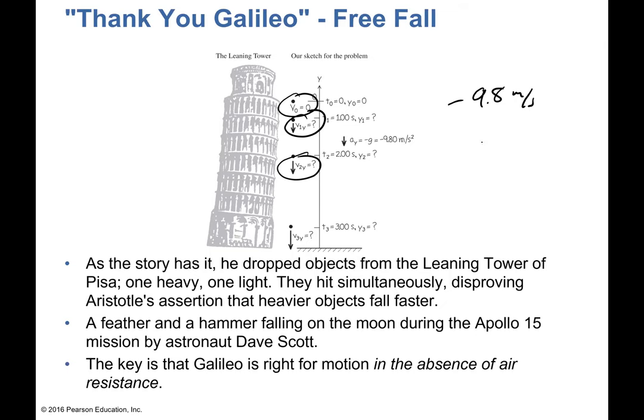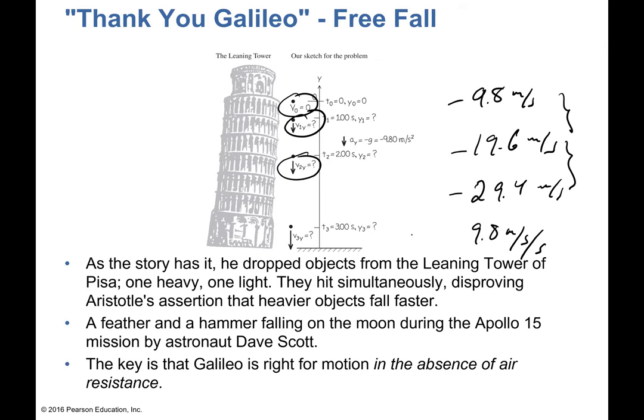After another 1 second, the velocity is then 19.6 meters per second. Again, negative because it's down. How about the next second? It's negative 29.4 meters per second. That means every second it increases, but it increases by exactly the same amount, exactly 9.8 meters per second each second. So he was able to figure out that acceleration due to gravity equals 9.8 meters per second squared. And since it's a vector, the negative indicates the direction, right?